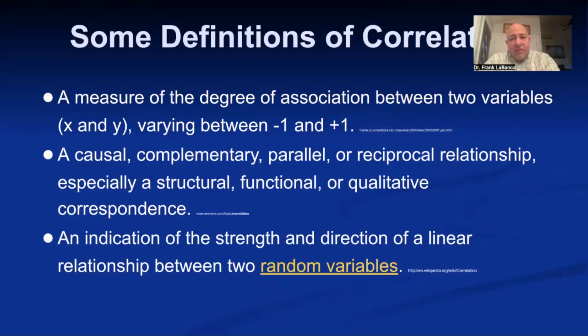There are a number of definitions for correlation. I'm going to share with you some of them. A measure of degree of association between two variables, and it varies between -1 and +1. A causal, complementary, parallel or reciprocal relationship, especially structural function or qualitative correspondence. Or an indication of strength and direction of a linear relationship between two random variables.